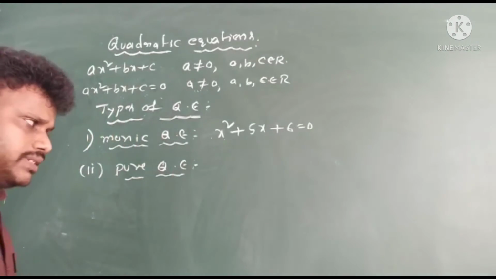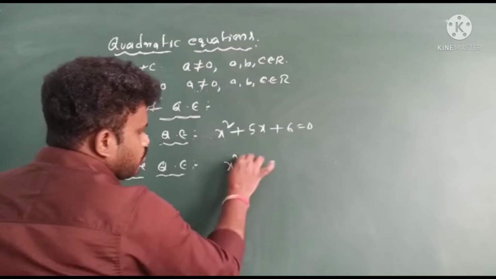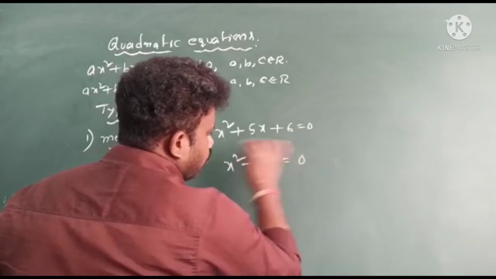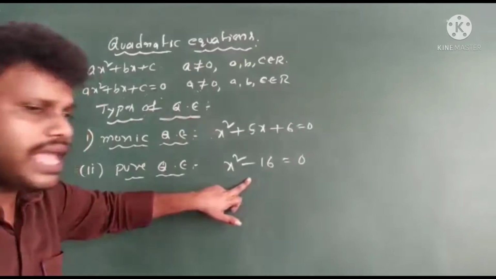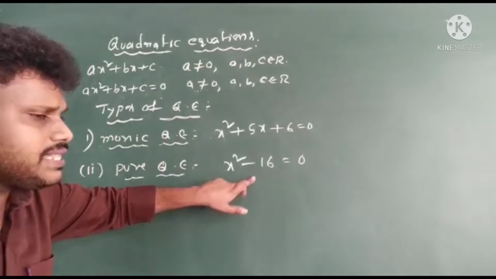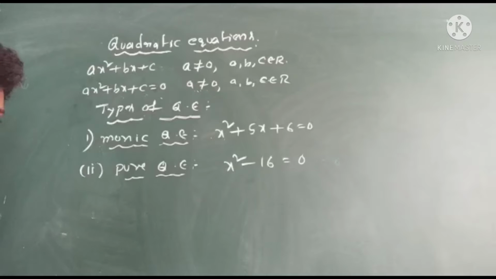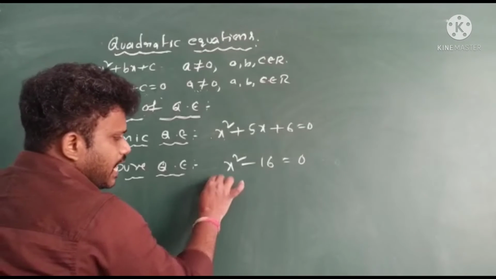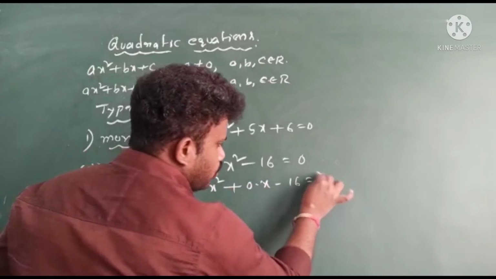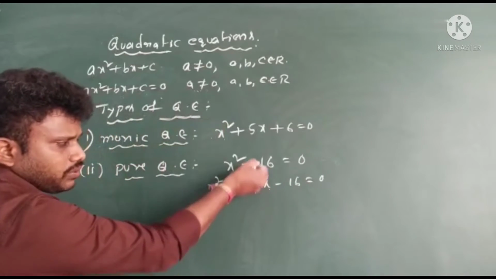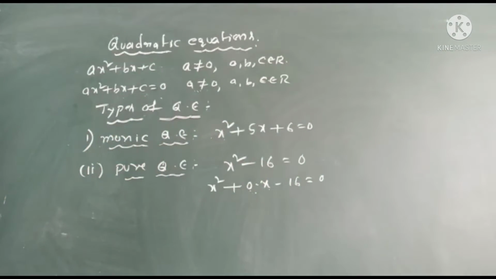Then we can say that it is a pure quadratic equation. Let us see an example. x square minus 16 is equal to 0. Here there is no x coefficient, which means the x coefficient is 0, so we can say that it is a pure quadratic equation. Not only this, it can be written as x square plus 0 into x minus 16 is equal to 0. The coefficient of x is 0, so it is a pure quadratic equation.